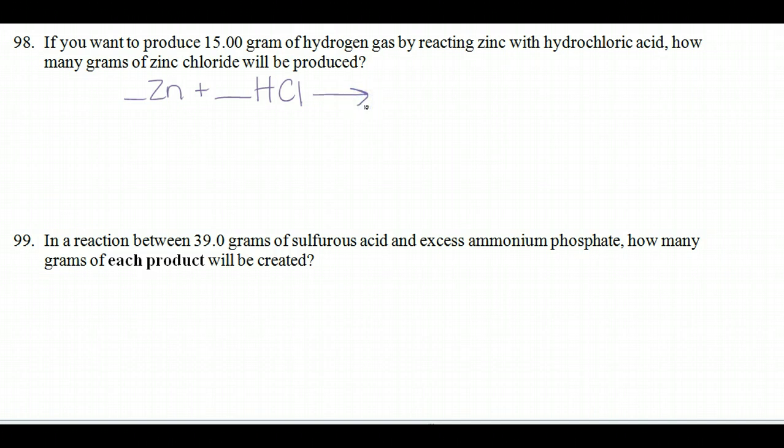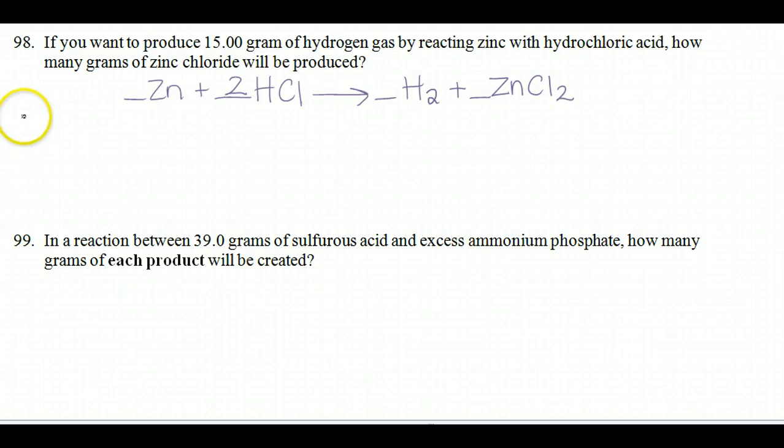So this is going to be a single replacement reaction because zinc is a cation, hydrogen is a cation. The hydrogen ends up alone. It's a diatomic. And then the zinc goes with the chlorine. Because zinc has a positive 2 charge and chlorine is -1, it's going to be ZnCl2. So I just need to balance that by putting a 2 here. So now I'm ready to start my tracks.